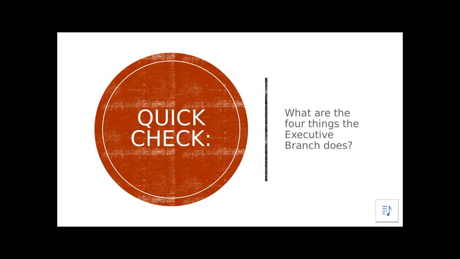So we're going to have a quick check real quick, answering on your paper. What are the 4 things the executive branch does? Can anybody give me one? They sign laws, they pardon people, they appoint judges, and then they also veto laws. Very good. All right. Very, very good. You guys are doing great.